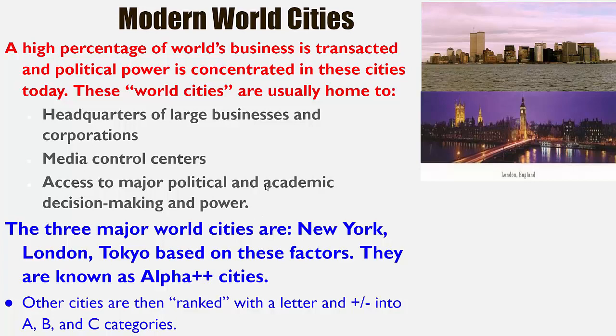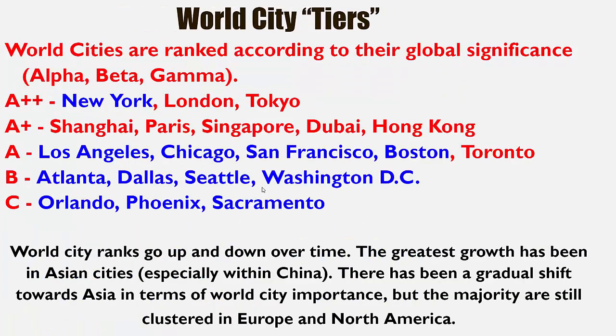All right. And what we end up with is a list that looks like this. Now, I've only just picked a handful. I've already told you who the A++ pluses are. You'll notice the cities in blue are located in the United States. So we have one of the three major global or world cities.